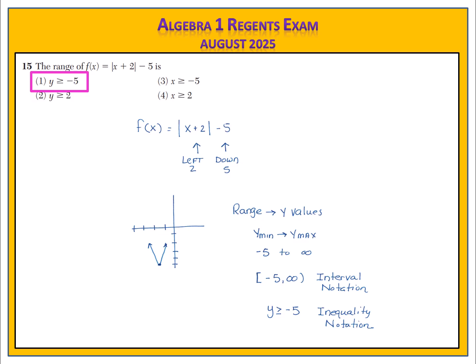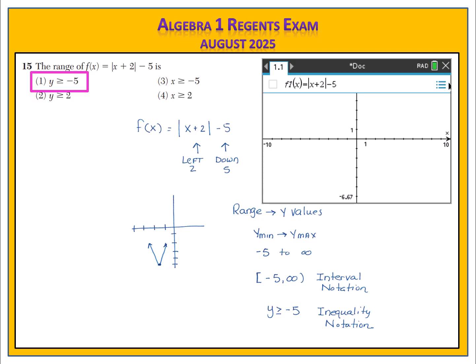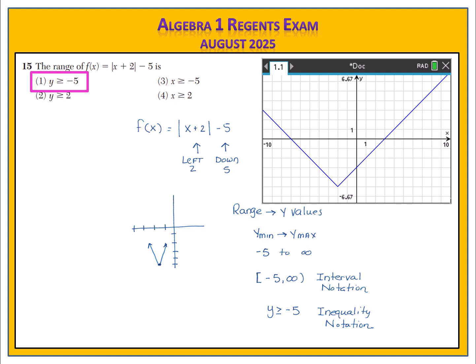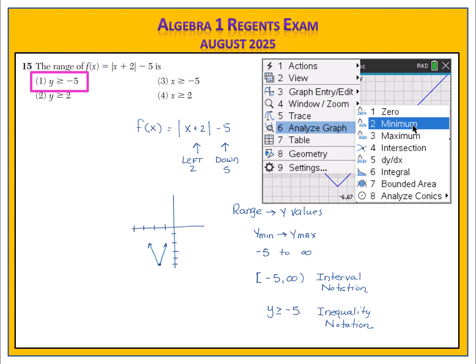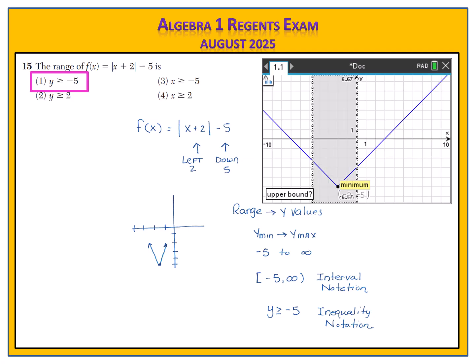Be cautious. If you weren't sure about the shift left and down, you could always go to your graphing calculator. You could graph the function and then find the minimum by going Menu, Analyze Graph, Minimum, shading over the minimum point, and then hitting Enter. The minimum is at the point -2, -5. Again, because range is y values, we're interested in the y. The lowest y value is -5, and the graph goes up forever. Be careful of that -2. Notice that choice 2 and choice 4 both include the number 2, which are meant to distract you.